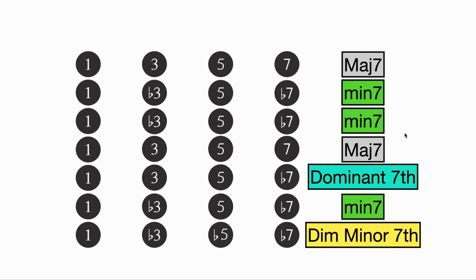So there's 4 different qualities of the 7th chords. There's major 7ths, which happen on the 1 and the 4. There's minor 7ths, which happen on the 2, 3, and 6. There's a dominant 7th, the only occurrence of 1, 3, 5, flat 7. And then there's a diminished minor 7th, 1, flat 3, flat 5, flat 7.